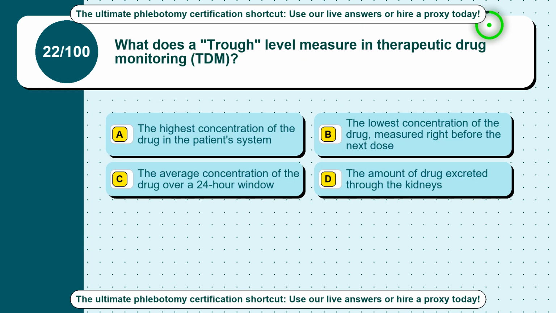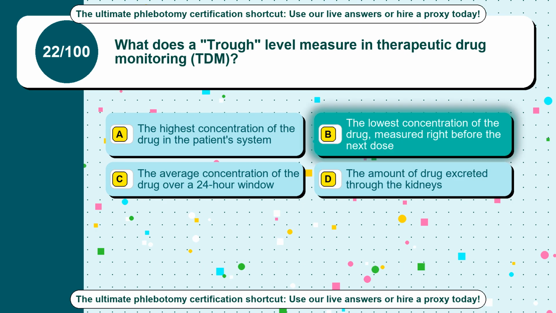Question 22. What does a trough level measure in therapeutic drug monitoring, TDM? Option A, the highest concentration of the drug in the patient's system. Option B, the lowest concentration of the drug, measured right before the next dose. Option C, the average concentration of the drug over a 24-hour window. Option D, the amount of drug excreted through the kidneys.